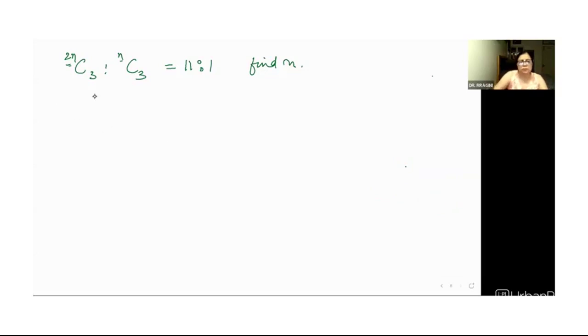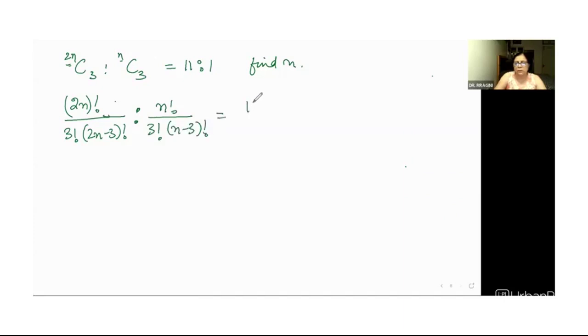Let me start this question. Applying the formula for combination, I have 2n factorial. It's better you write it in a bracket first so that you don't make a mistake, right? This factorial is for the whole 2n, not only for n. Then we have 3 factorial and 2n minus 3 factorial, over n factorial by 3 factorial, n minus 3 factorial. This is 11 is to 1, right?